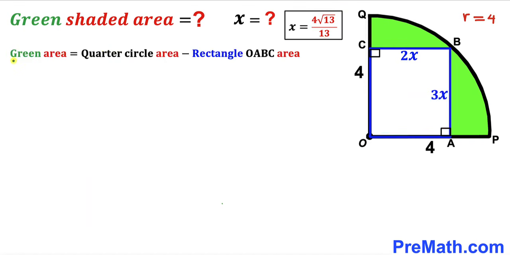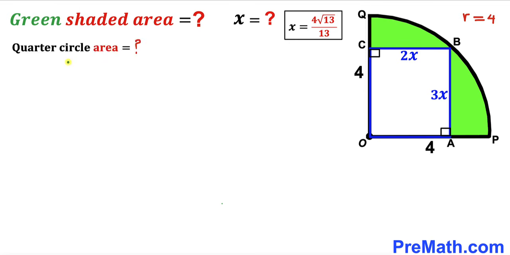And now let's make an observation. We can see that this green shaded region area is going to be equal to the area of this given quarter circle minus the area of this rectangle OABC. Our task is to calculate the area of this quarter circle and the area of the rectangle OABC before we could calculate the area of this green shaded region. Here's our next step. Now we are going to calculate the area of the quarter circle.